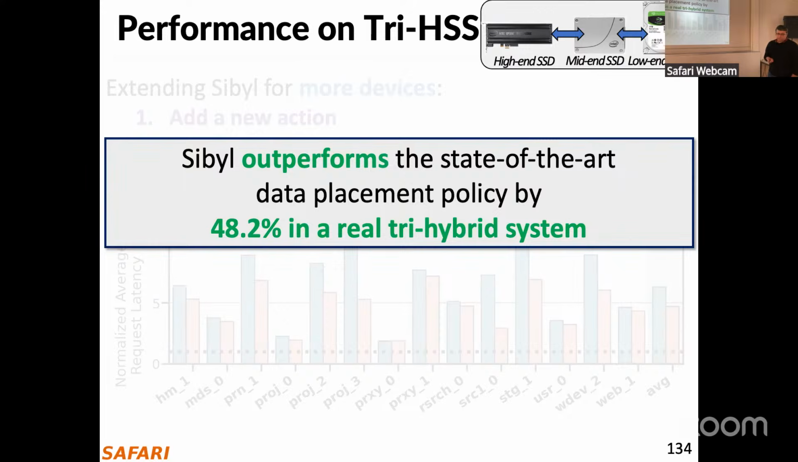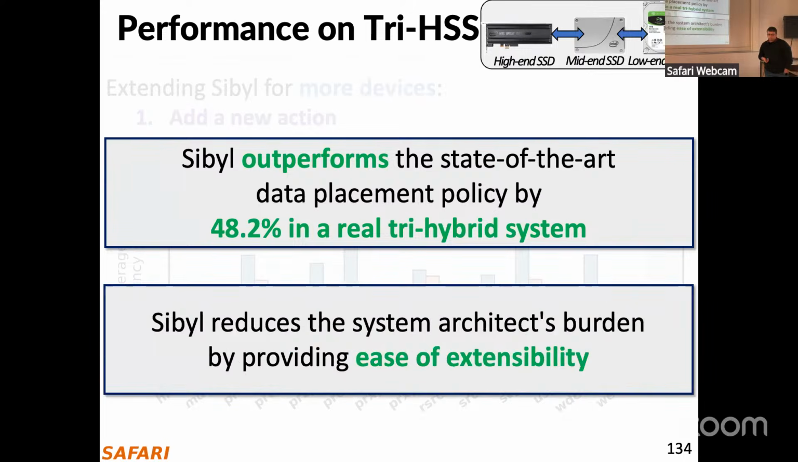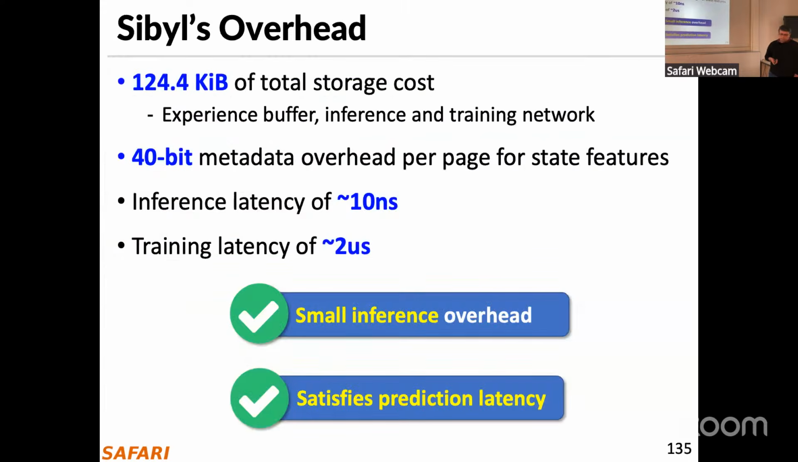We see a 48% improvement in performance in a tri-hybrid system. And adding these two, extending Sybil to more devices is not so difficult. So it basically provides the ease of extensibility. Now the overhead is also very minimal.